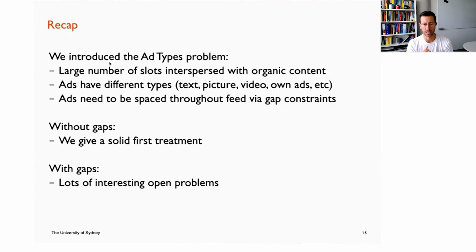Let me just recap very quickly, and I'll wrap up. Our main contribution is that we introduce this ad types problem, which captures the setting where you have a large number of ads interspersed with organic content. We have different ad types, and they cannot all be bunched up together. There have to be gaps between the ads. We give a solid first theoretical treatment, but I believe that there are lots of interesting problems left to explore. And with that, I would like to finish my talk. Thank you.